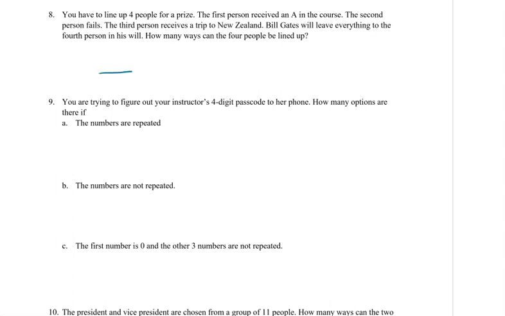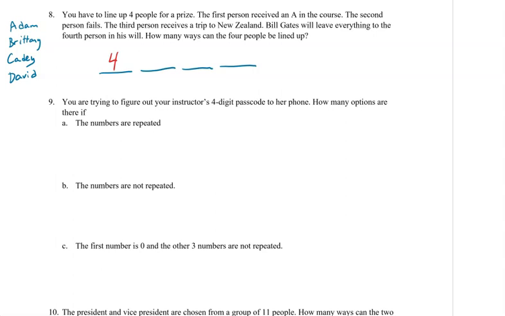All right, so again, we're lining up 4 different people. And there's 4 prizes. So let's say that those 4 people are Adam, Brittany, Katie, and David. All right, so if we are going to pick a person for the first prize, then we have 4 different options.